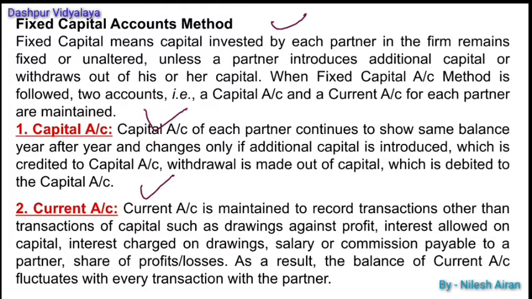In the capital account, we record only the amount contributed by the partner, along with any amount permanently withdrawn by the partners and additional capital introduced by them. That is recorded only in this particular account. All the other adjustments, like salary to the partners, commission to the partners, interest on capital, interest on drawings, etc., are transferred to the current account. That's why, when only the capital amount is written in the capital account, it remains fixed. And in the current account, we record all the other adjustments.